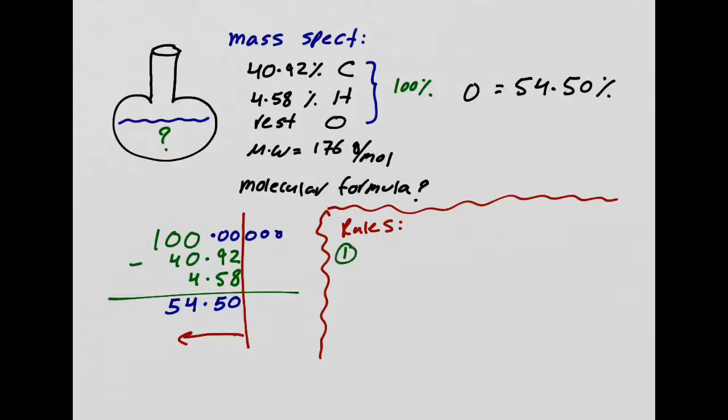Rule number one, we go from percentage to gram. Rule number two, go from gram to moles. How would you go from gram to moles? What would you use to go from gram to moles? You know that. Gram to moles, you use molecular weight. You knew that, okay?